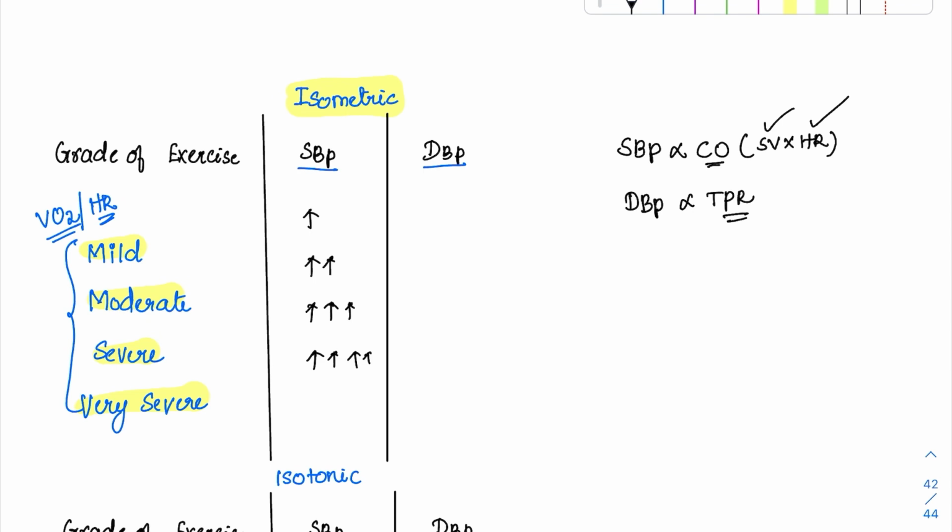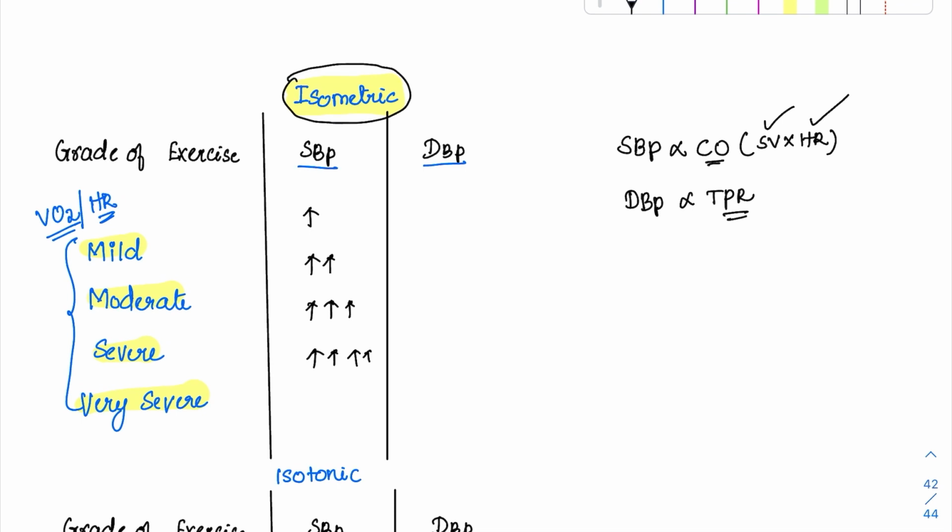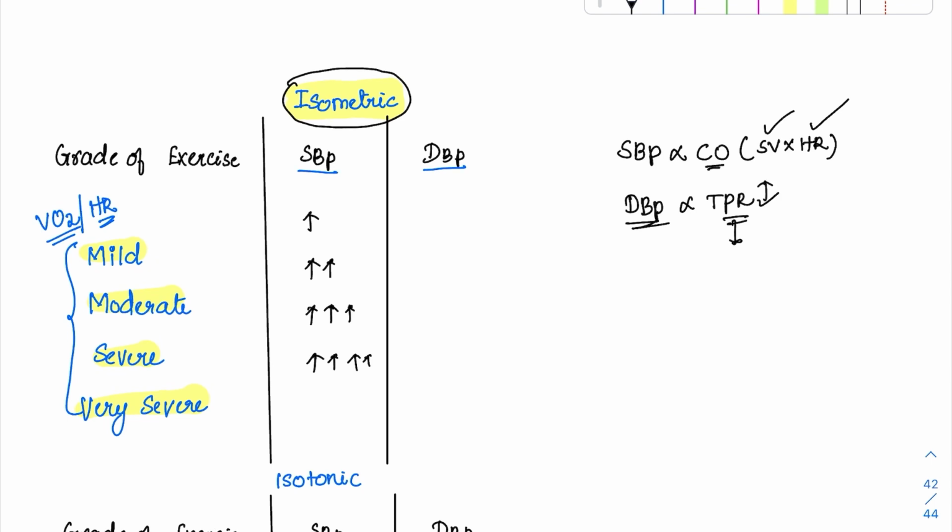Coming to the diastolic BP, in an isometric exercise we are trying to put some external compression on the muscles. Whenever you put external compression on the vessels, what will happen? The total peripheral resistance will increase. Whenever you push harder, the total peripheral resistance increases more. So the TPR keeps on increasing and diastolic BP is dependent on TPR. If TPR is increasing, then the diastolic BP also will increase. So in isometric exercise, whatever the grade, the diastolic BP is going to increase accordingly.